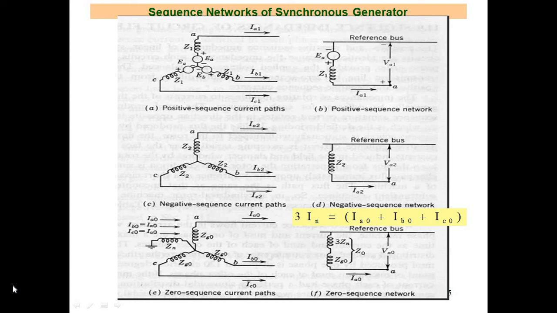Next, negative sequence current path in star connection. IA2 is the current component in the negative sequence. Then Z2 is the impedance of the negative sequence. Next is the zero sequence component, connected to the zero sequence network in the star connection. 3Zn is the total impedance value of the zero sequence component. 3In is equal to Ia0 plus Ib0 plus Ic0.